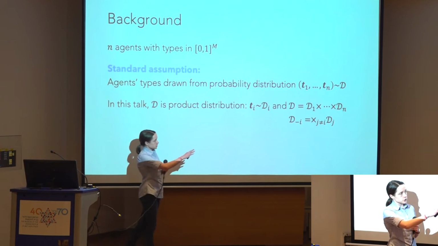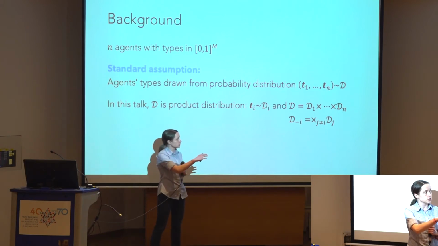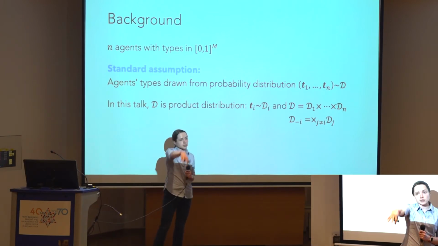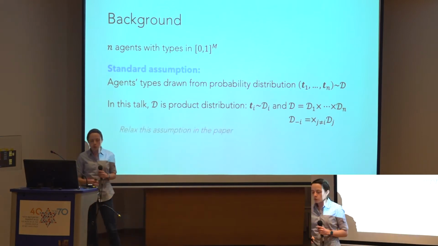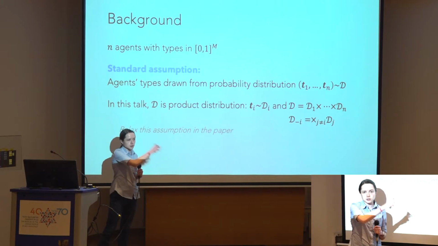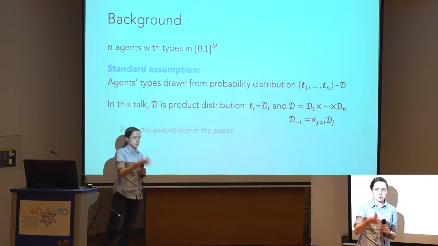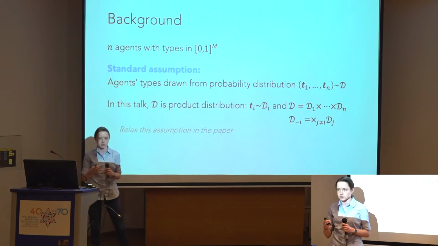I'm going to use the notation D minus I to denote the distribution over all agents' types minus agent I. We relax the assumption that the underlying distribution is a product distribution in the paper, but for simplicity, I'm going to make this assumption in this talk.